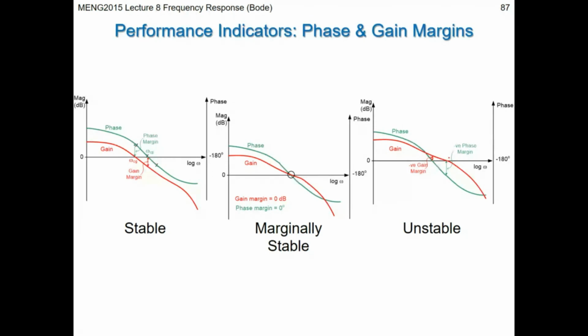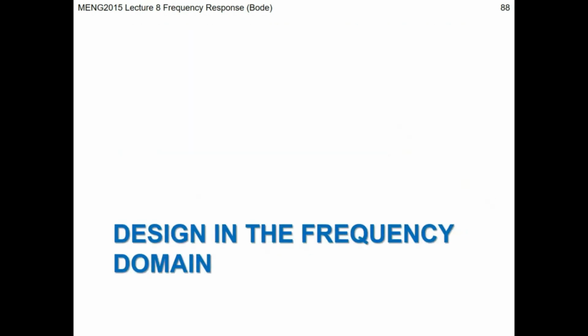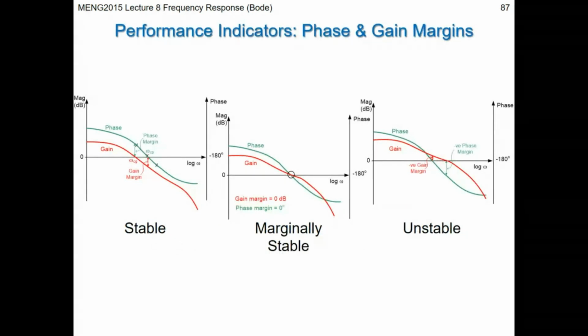Or if you do it the other way around and say, where does the gain line cross? That's my omega CG. Then I'd have to add phase lag, and move this line up to get it to become marginally stable. Again, that shows you it's unstable right now. Okay, so that's our phase and gain margins.